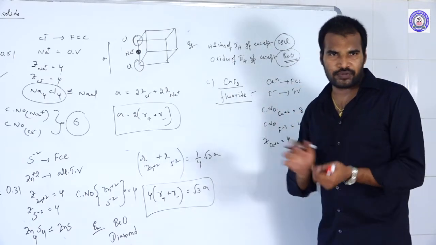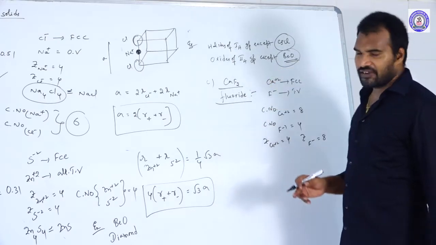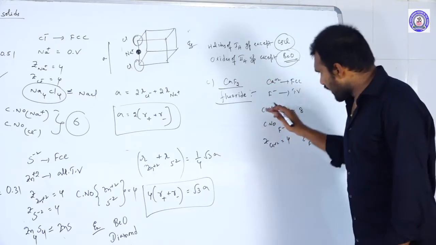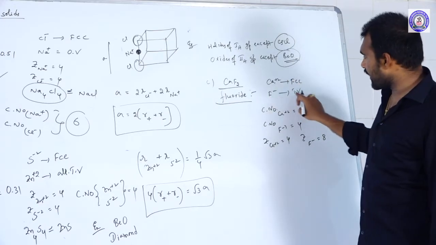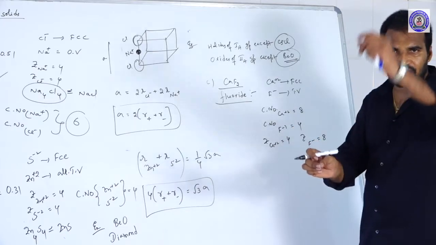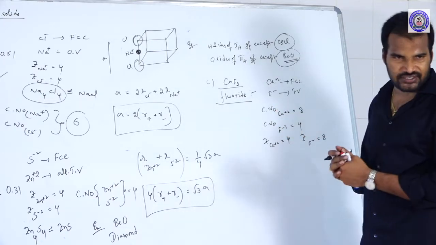Then what is the distance between them? What is the ratio between them? So if you take this CaF2, as we know calcium ions are present at the corners, FCC means they are present at the corners, and fluoride ions at the tetrahedral voids. That means the distance between the corner and the tetrahedral void will be the shortest distance.